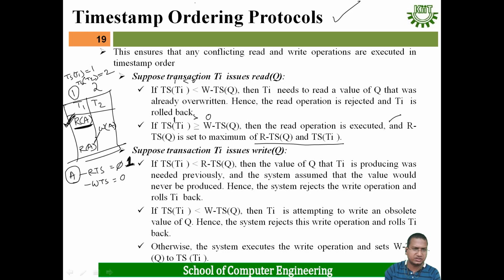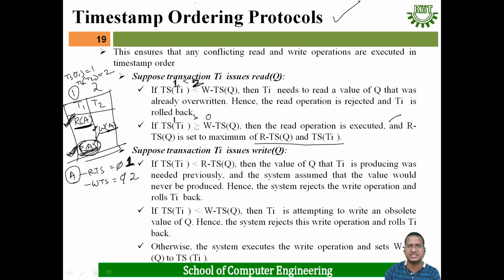Suppose that before execution of this read operation, this write operation is performed. When this write operation is performed, the write timestamp of A will be 2. Then we check whether this read operation will be performed or not. To execute this read on A, the timestamp of Ti is equal to 1 and the write timestamp of A is 2. 1 is less than 2, it is true.